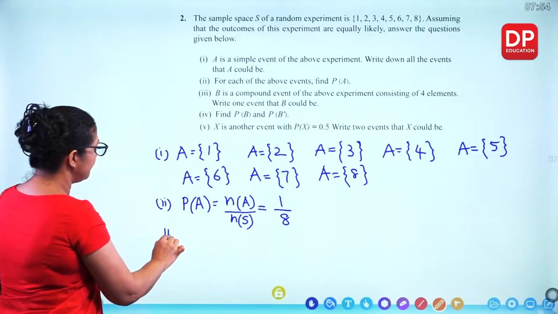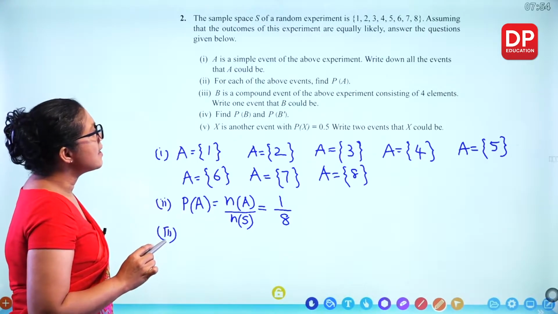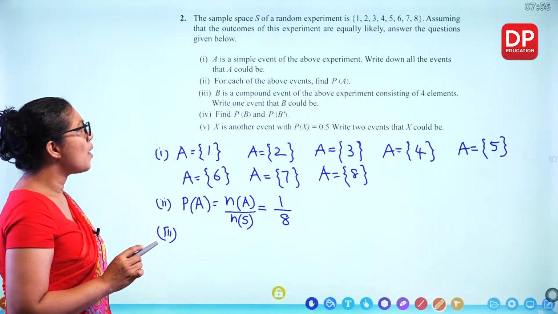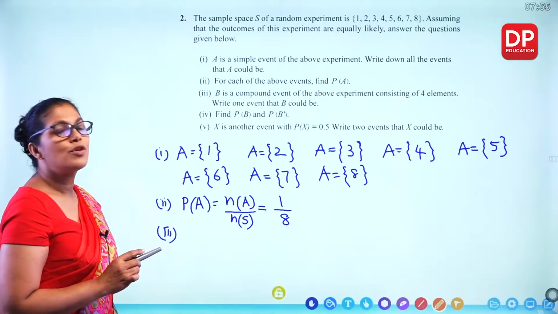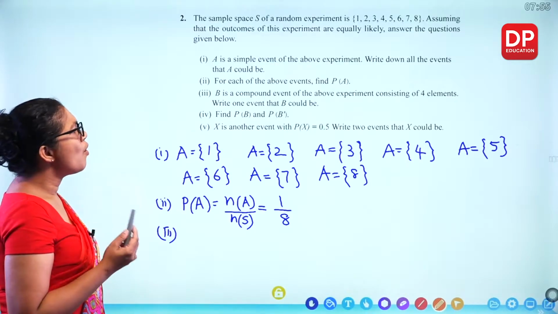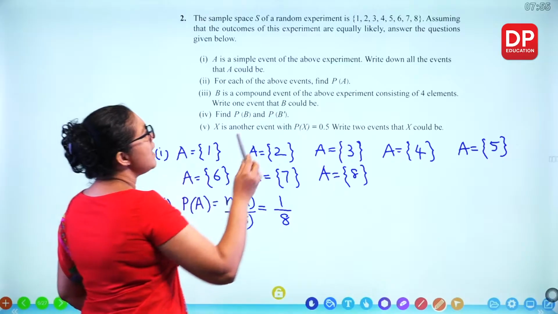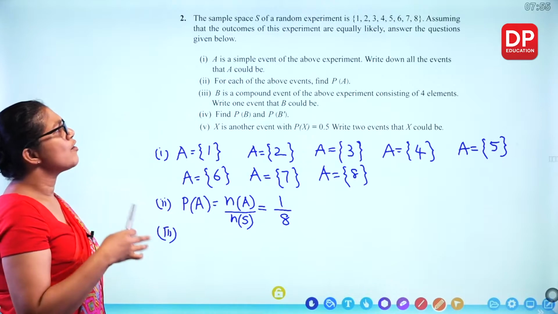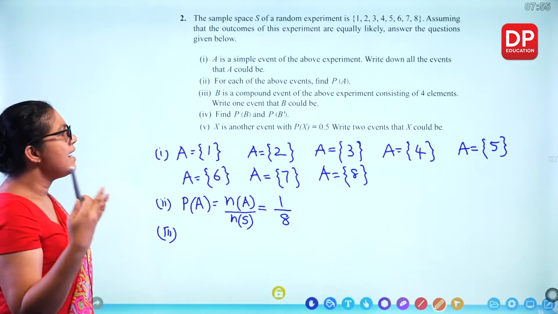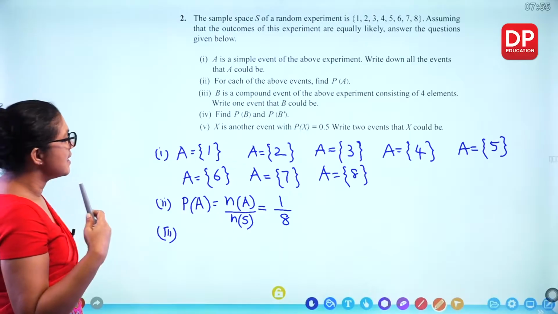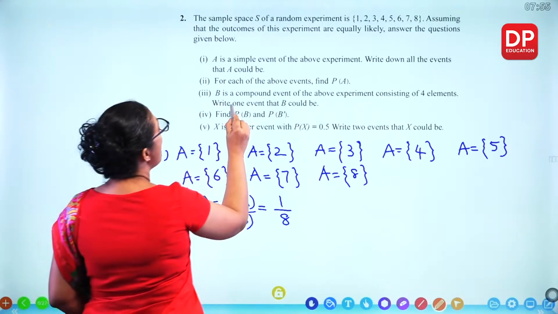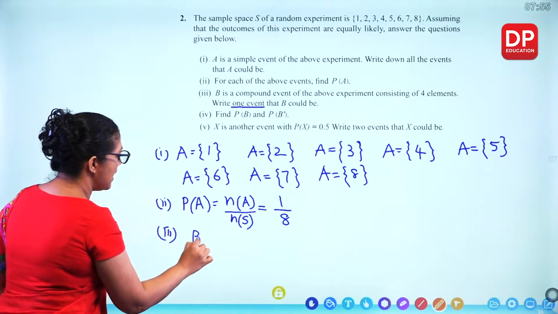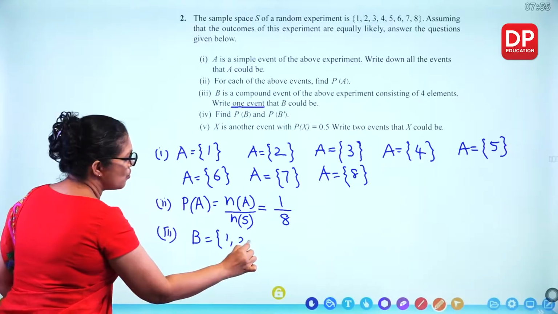Part 3. B is a compound event of the above experiment consisting of 4 elements. Write one event that B could be. So only 4 elements. So you can write down any 4. 1, 2, 3, 4 or 5, 6, 7, 8 or 1, 2, 6, 7. Any 4 elements. They want only one event that B could be. So I can write B could be 1, 2, 3, 4.